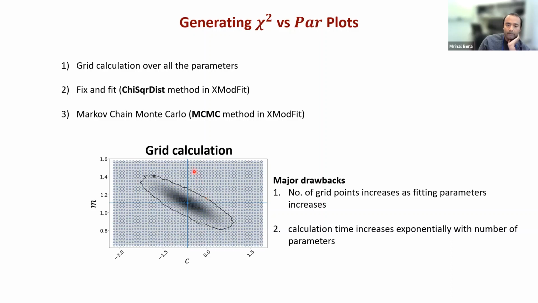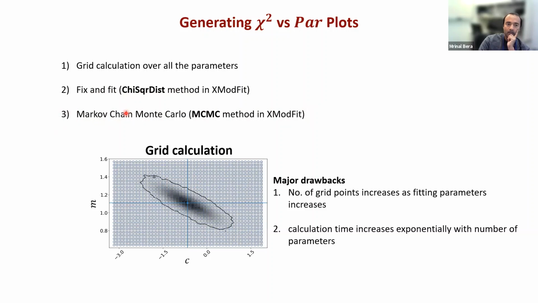So that's why we have two other ways of doing it. One is, I will explain, the chi-square distribution method using fix and fit, and another is Markov chain Monte Carlo, which is a kind of smart way of doing it and uses statistics in the background to calculate the error bar. Both of them are implemented in our software, and I will show you a demo of how to do this kind of calculation.